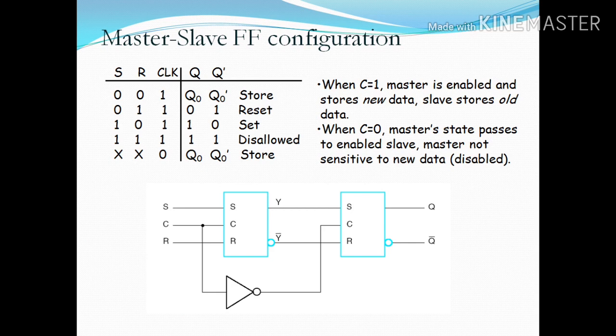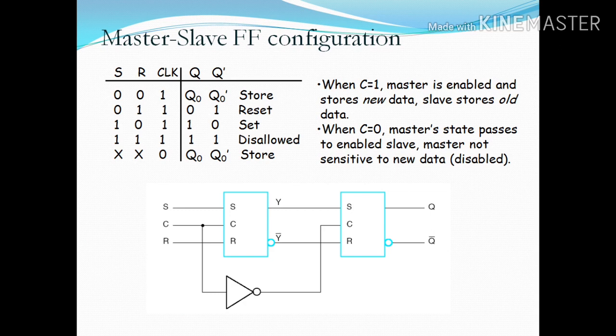You are able to see this. The state diagram is also given, with S, R and the clock pulse. When C is 1, the master is enabled and stores new data, while the slave stores old data. When C is 0, the master passes the enable to the slave. The master is not sensitive to new data, that is, it is disabled, in a sleeping condition. Then the data will go out from the slave.